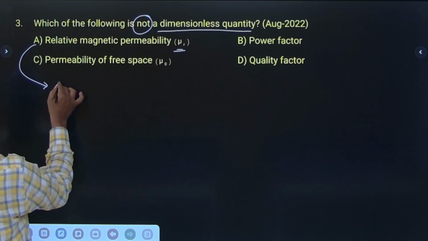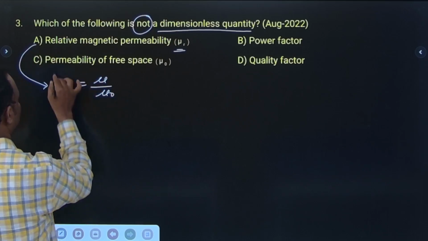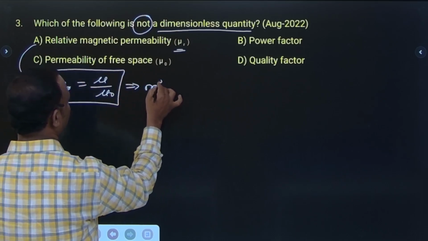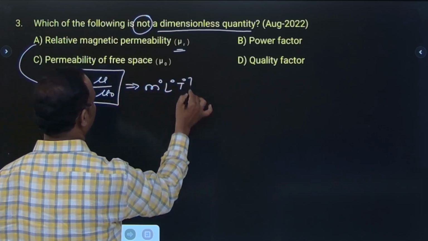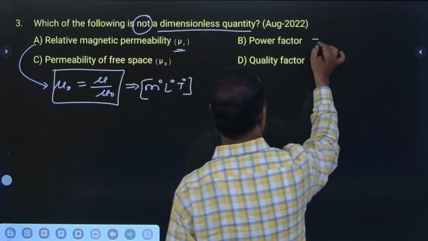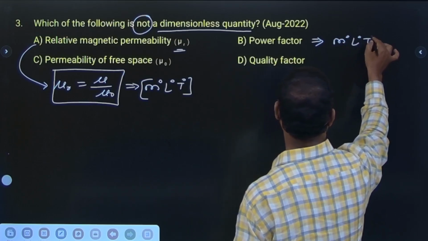This is mu r. Mu r is equal to mu by mu naught, the ratio between two permeabilities. So what is the dimension formula? M0 L0 T0. Next, second, power factor. Power factor is dimensionless only, M0 L0 T0.